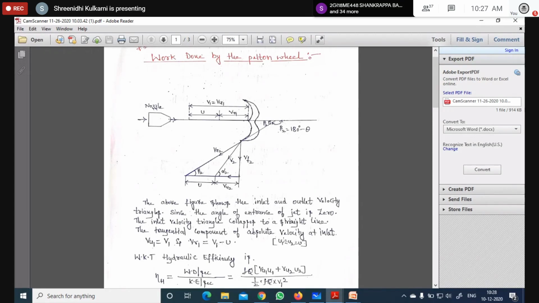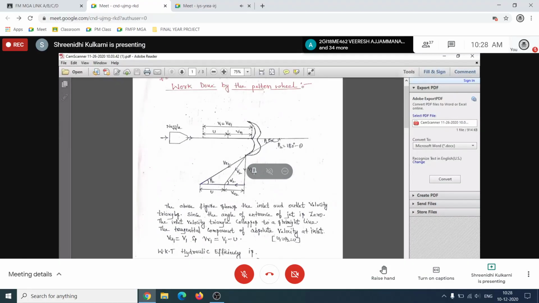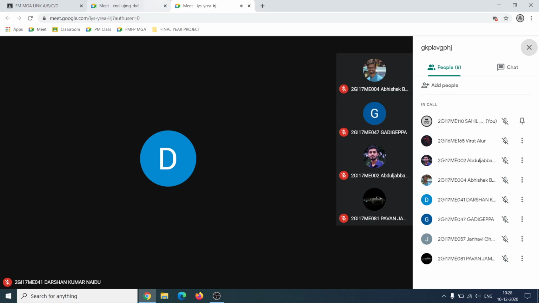And here we have written U1 is equal to U2, that is equal to U, because here we get only the mean diameter. We are not getting separate diameters D1 and D2, only the mean diameter D. So that's why U1 is equal to U2, that is equal to U.